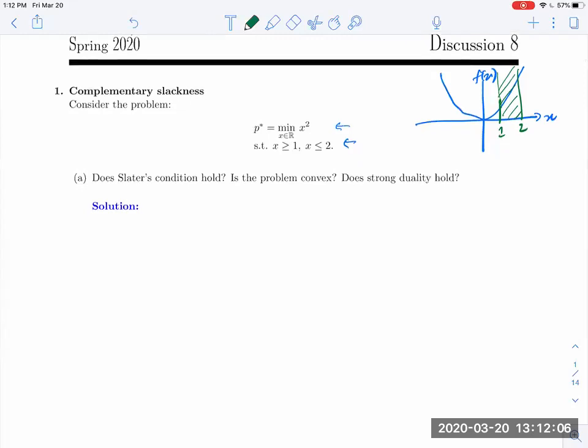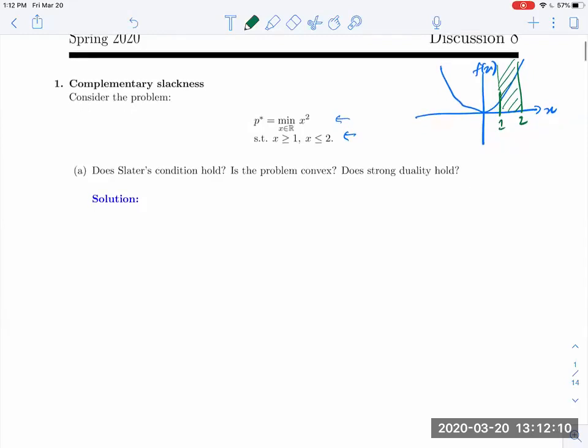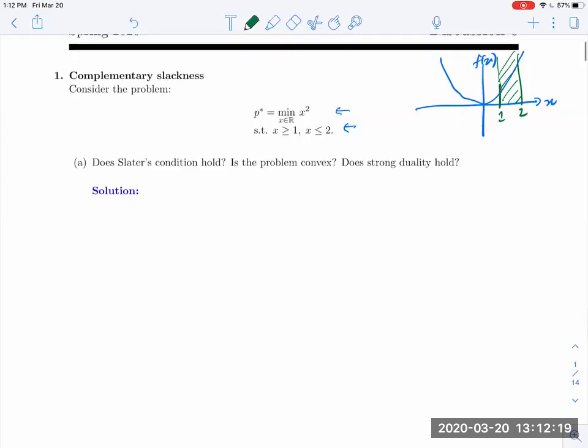So for the first part, we first want to figure out a couple of things about this problem. First, is the problem convex? Second, does Slater's condition hold? And third, does strong duality hold?